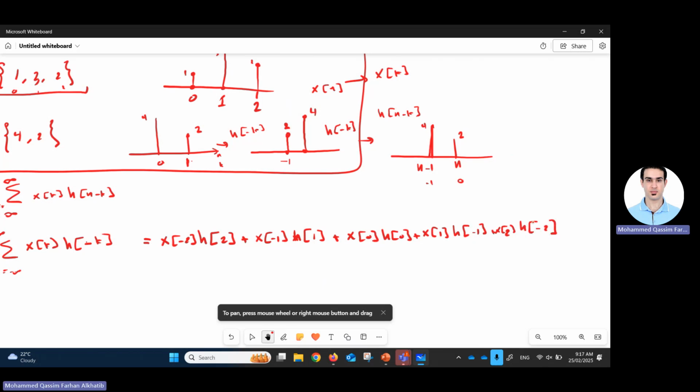Now, do I need to proceed for x of 3 and x of 4? If you think about it, look at the x variable. I have values at 0, 1, 2. Like this one, what will be x of -2?